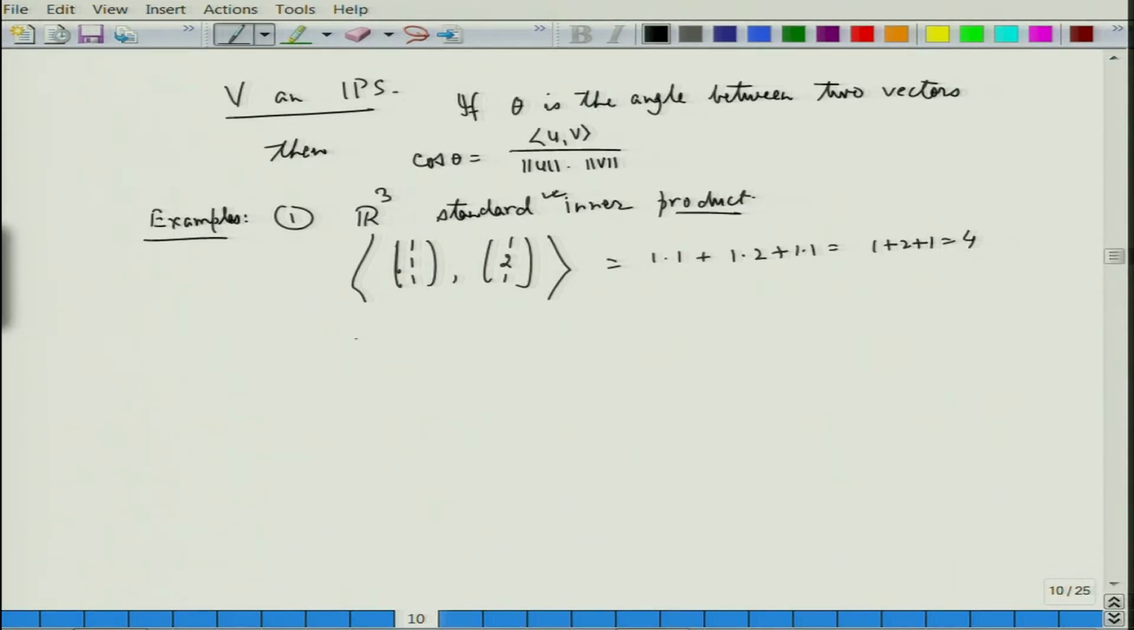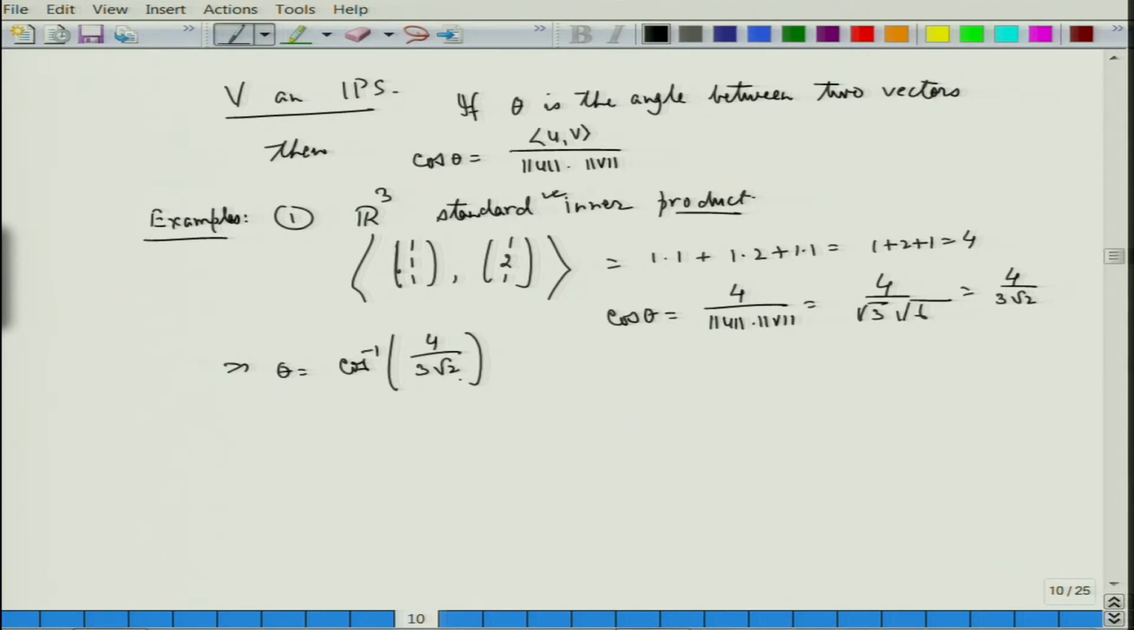Fine. So cos theta of the angle between these two vectors is nothing but 4 divided by length of u into length of v, which is 4 upon root 3 times root 6, since length of the second is 1 plus 4 is 5 plus 1 is 6. So this is equal to 4 upon 3 root 2. Alright. So this implies theta is equal to cos inverse of 4 upon 3 root 2. Fine. So you can compute this yourself. Another example.